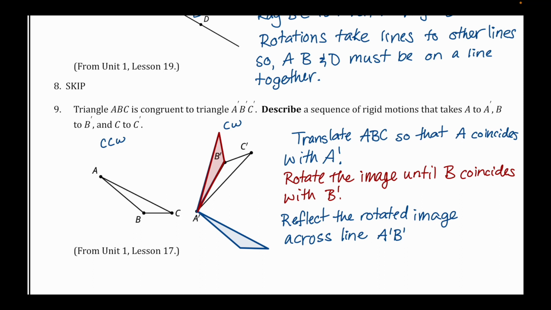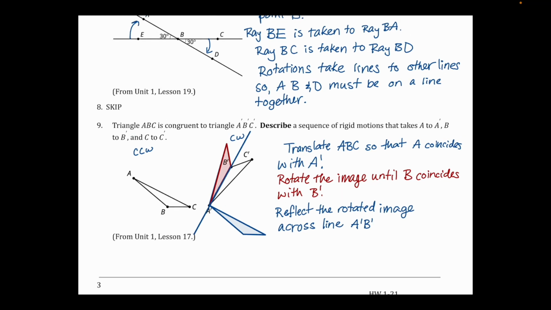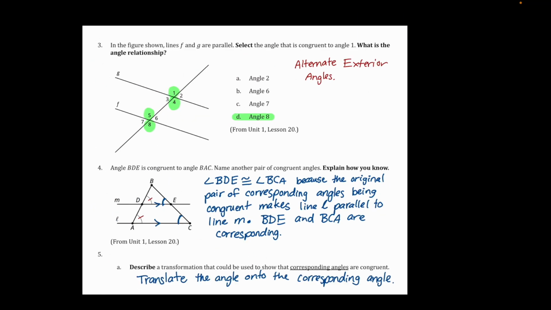And then we're going to reflect across the line A prime, B prime. That is this line right here. I'm going to have to scooch it a little. Here we go. So we're going to reflect it across that. Hopefully those make sense. The first blue one is my translation. And question 9 is the end of this assignment. So that is actually it for everything.